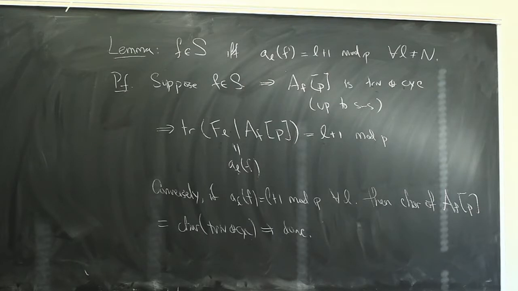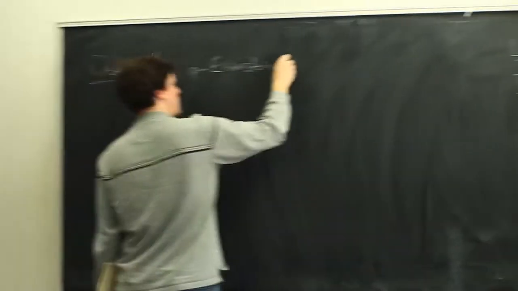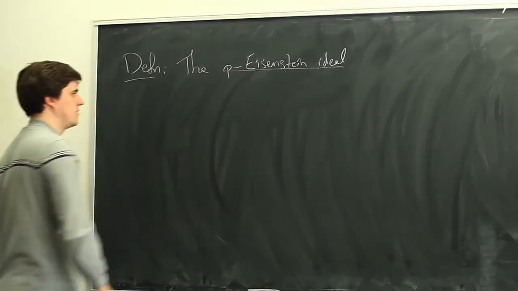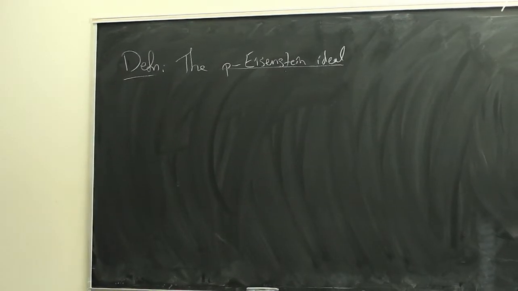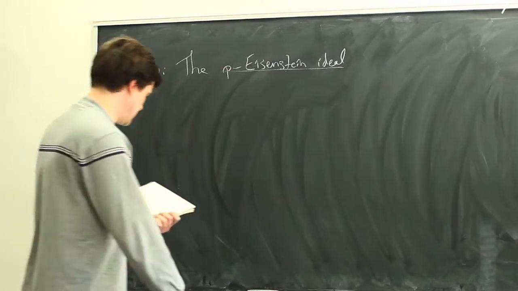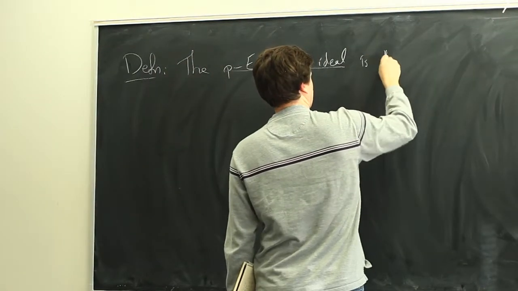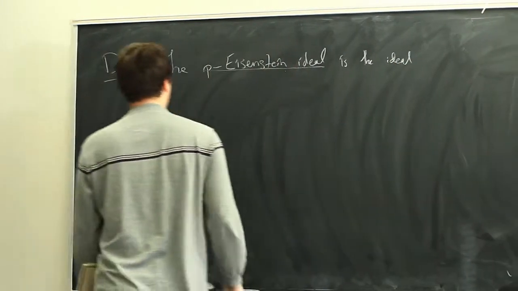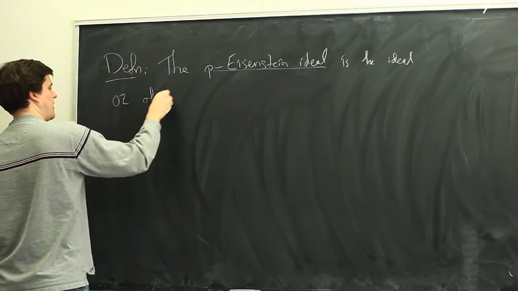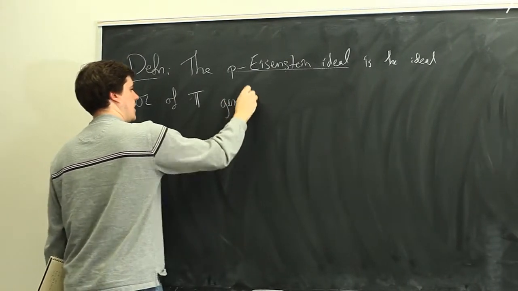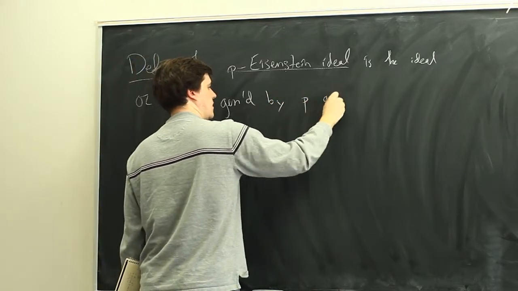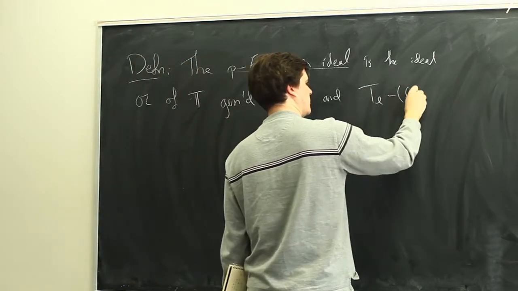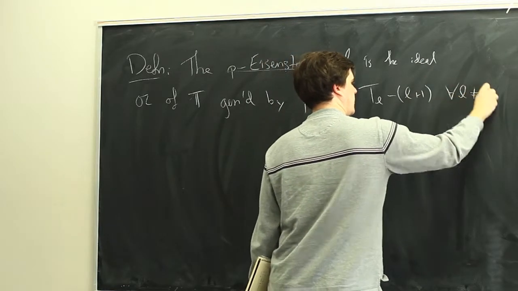Okay, so I'm going to make a definition. The P-Eisenstein ideal. So this is in the title of Mazur's paper, Modular Curves and the Eisenstein Ideal. The P-Eisenstein ideal is the ideal, I'm going to denote it A, of the Hecke algebra generated by P and TL minus L plus 1 for all L not equal to N.